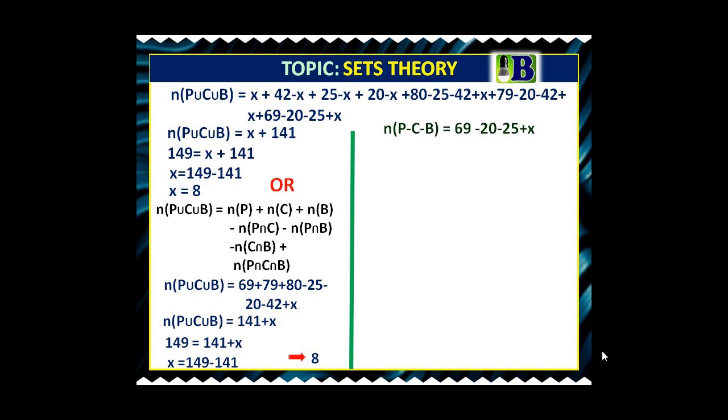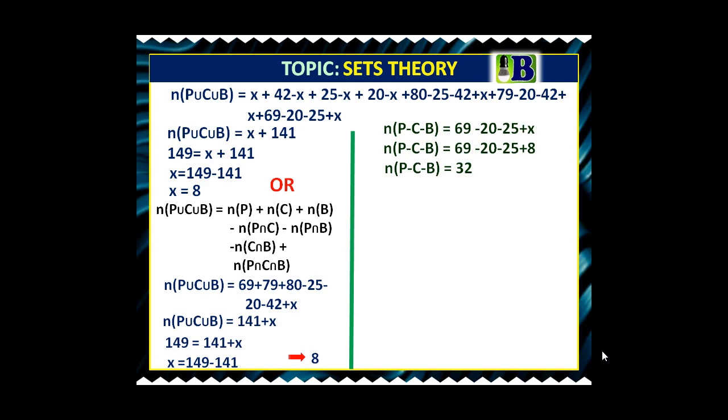But what we are asked to look for is the number of students that offer physics and biology and not chemistry. So if we are going to look for the number of students that offer physics only, this is the formula. It's equal to 69 minus 20 minus 25 plus s. If you go back to the Venn diagram, you discover that 69 minus 20 minus 25 plus s is inside the set of physics. So if we decide to collect like terms, it's going to look like this: 69 minus 20 minus 25 plus 8.